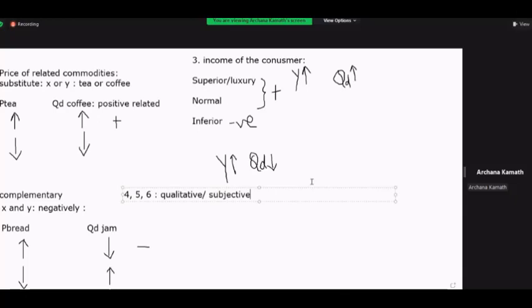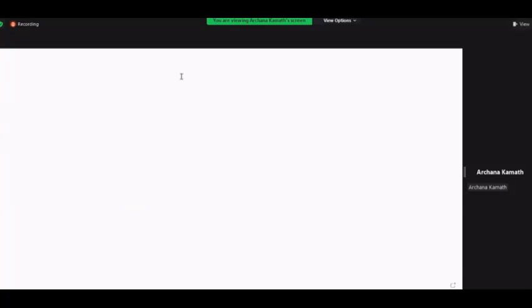Okay, ma'am. Other factors I already mentioned. Other factors, I told you the example of natural calamities or seasonal changes. That all forces you to change your consumption.